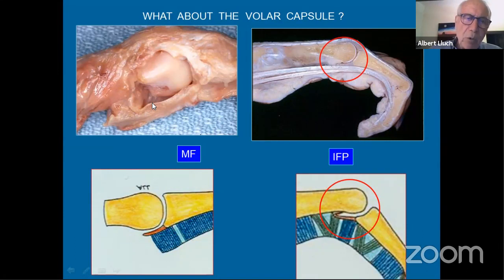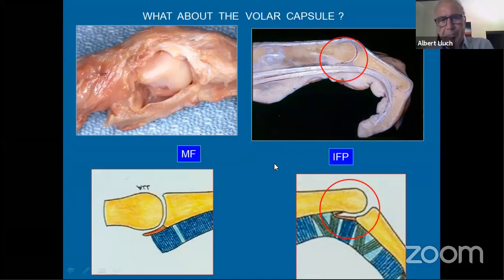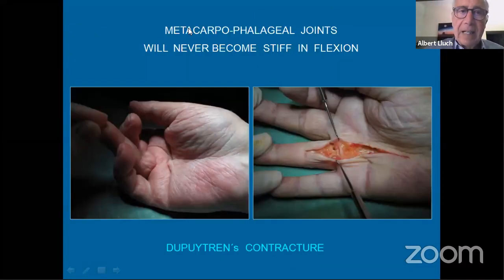And another reason that we will never have a problem with the volar plate in the MP joint flexion is that the flexor tendons will pull it away from the metacarpal. It will be an interposition of muscle. So you will never get a fibrosis of the proximal part of the volar plate, as we will see in a few minutes on the PIP joints. You all know that the metacarpophalangeal joints will never become stiff in flexion. So they should always be immobilized in flexion.